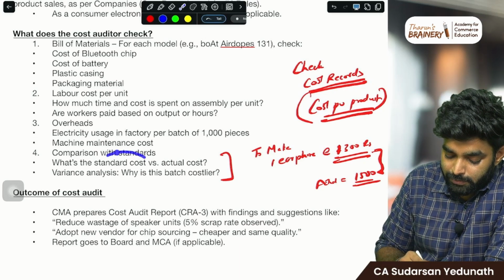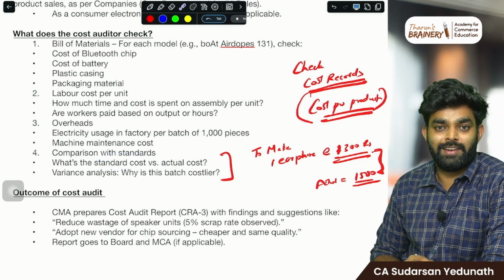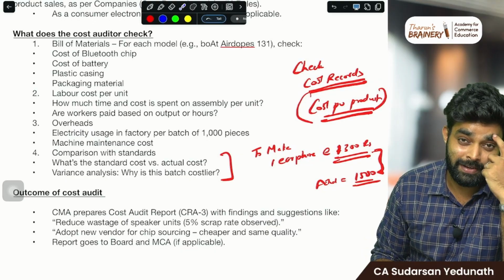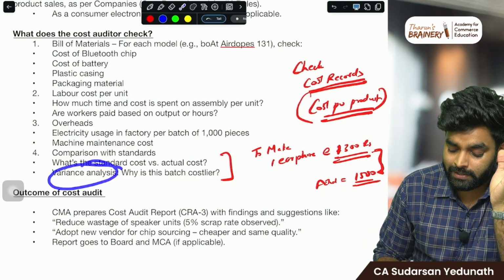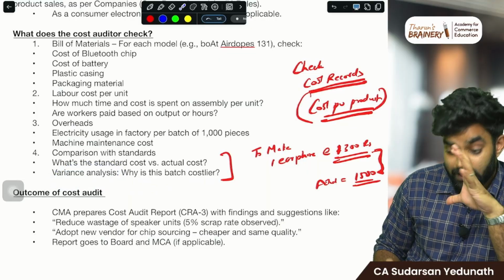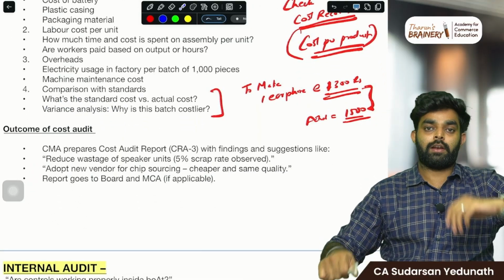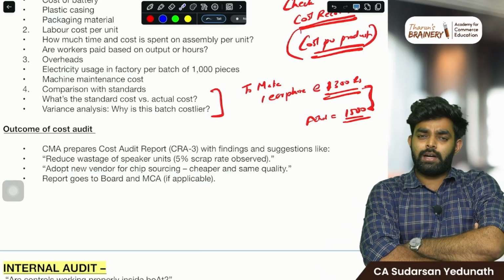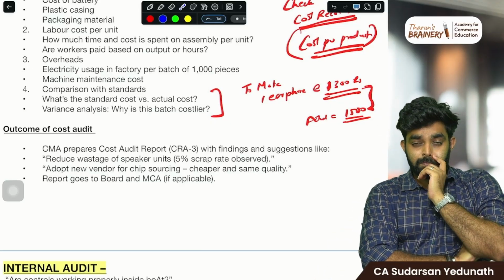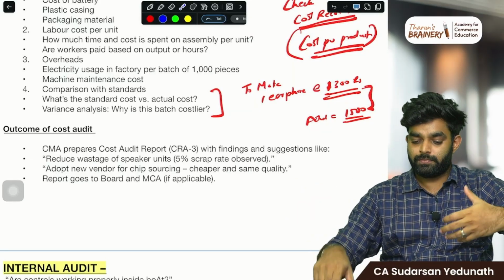Why was there a difference between the standard cost and the actual cost? All these things we'll be going into very detailed in the cost audit. Variance analysis, why this batch was costlier. Sometimes I'll give you one more scenario, because I think it was from Aman Gupta's interview or podcast somewhere. I've heard this. Sometimes it's batch per batch.